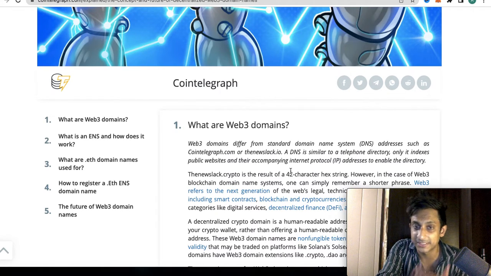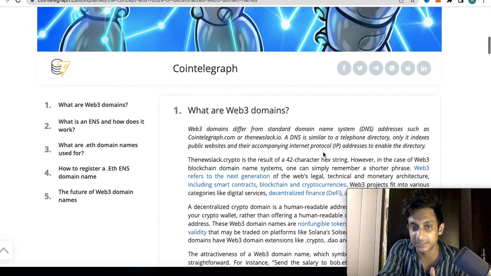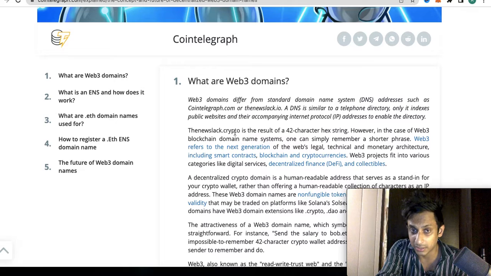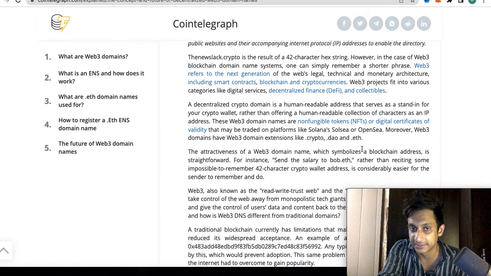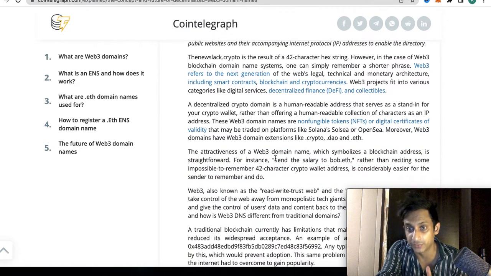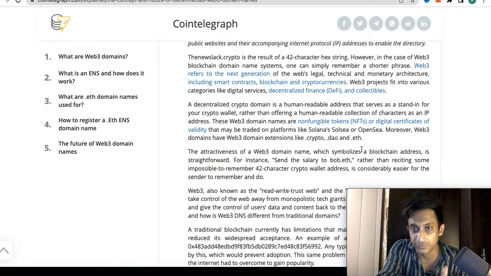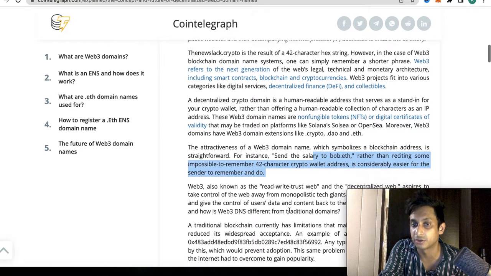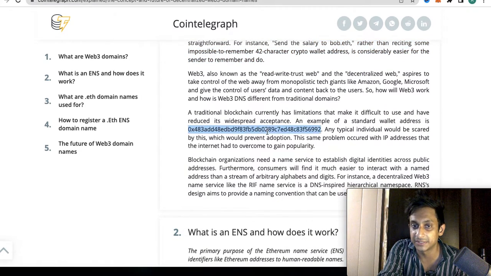So what are the Web3 domains? Basically, they differ from the standard domain name address, such as .com. It is simply, let's say, news.crypto, and it is represented like .eth sometimes. So as I've already told you, how do you communicate? Instead of using the 16-digit blockchain address, somebody can use something like bob.eth. This could be the address, and this is far easier for institutional adoption, for mass adoption in the future. For example, this is an example of how the address looks.